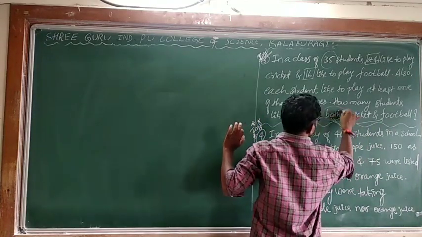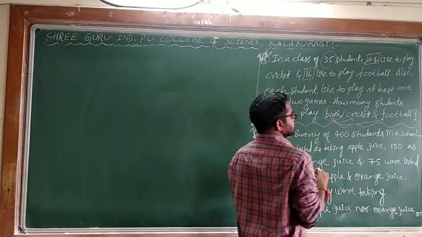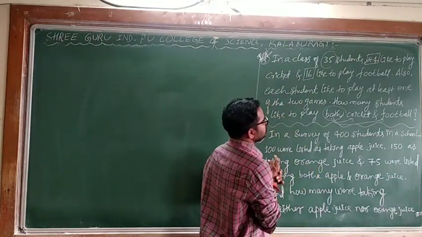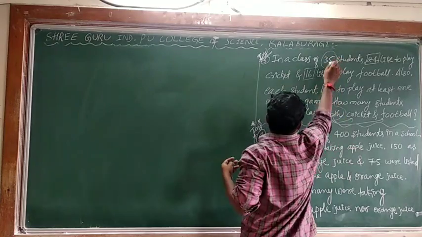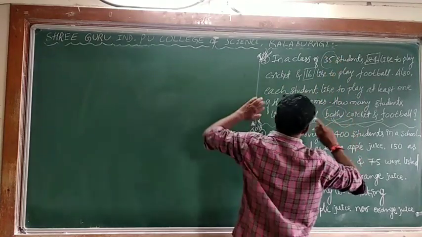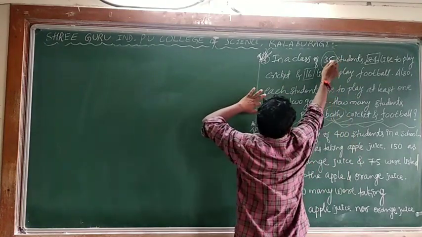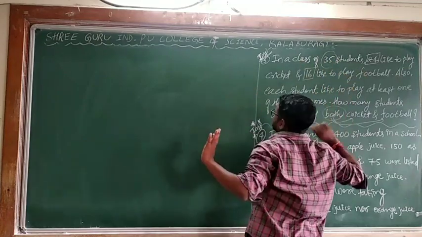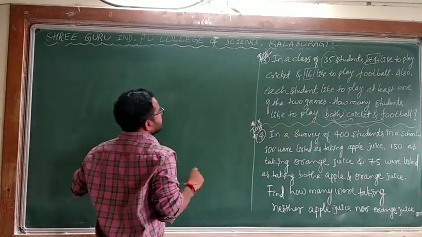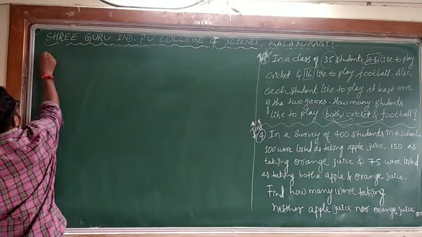The thing is both means intersection. He is asking the intersection of cricket and football, and he has given the union. Each student likes to play one of the two games, so I can take a union. Means, in a class of 35 students, I can solve this third one.